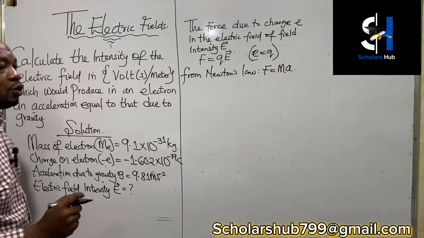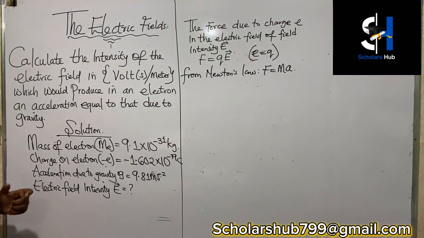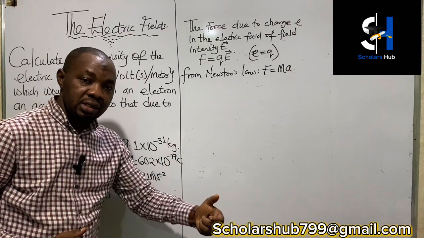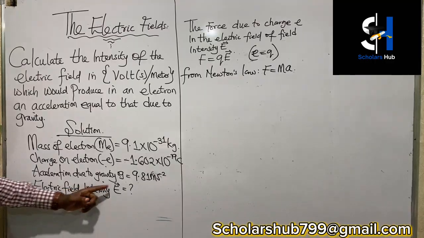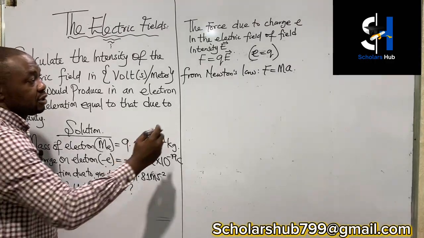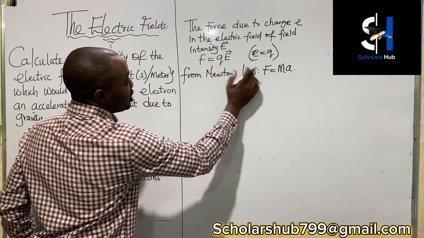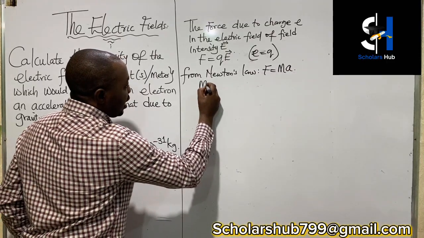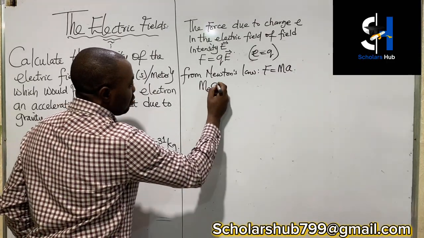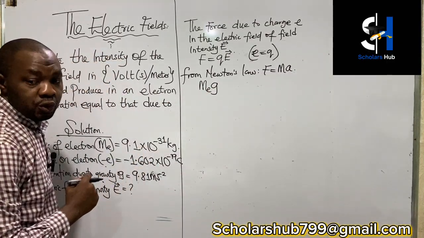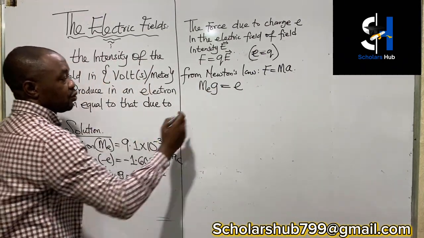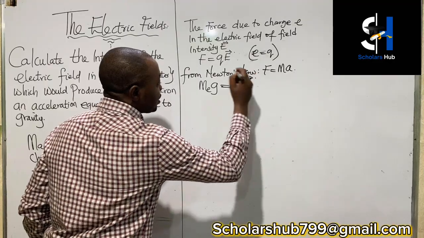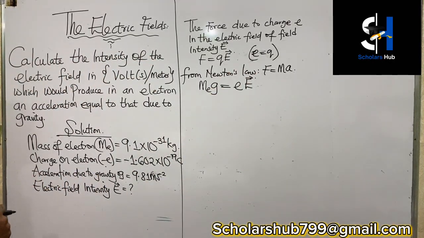Now, don't forget that the acceleration of the electric charge, that is the accelerated electron, is the same as acceleration due to gravity. So we are going to equate this. We write m, mass of electron, multiplied by acceleration due to gravity, and that equals e, which is the charge on the electron, multiplied by the electric field intensity.